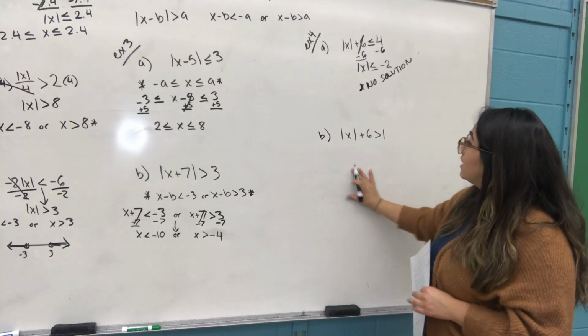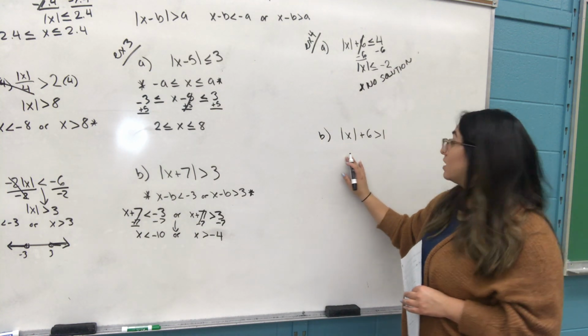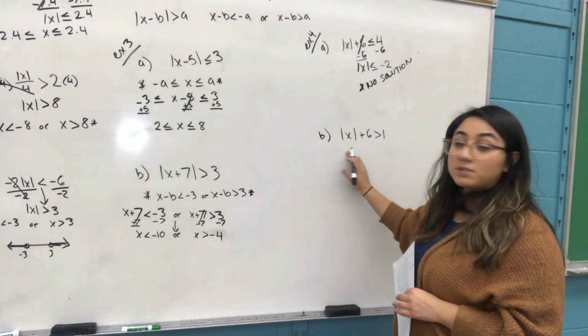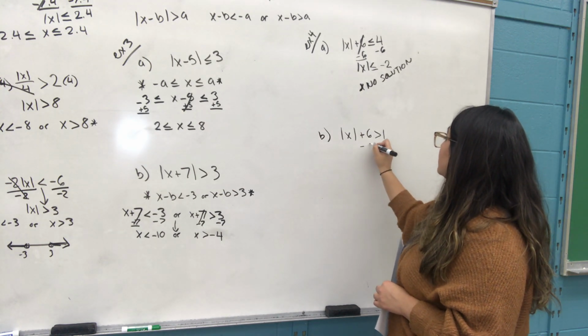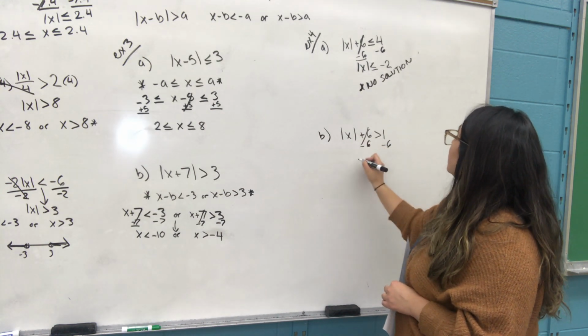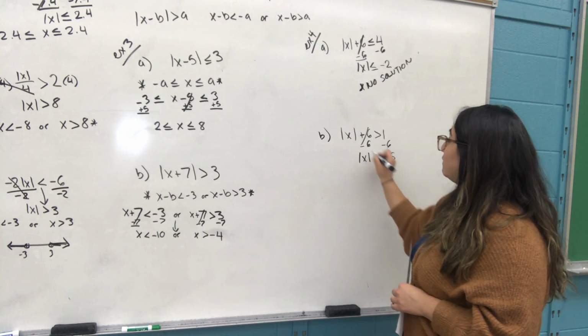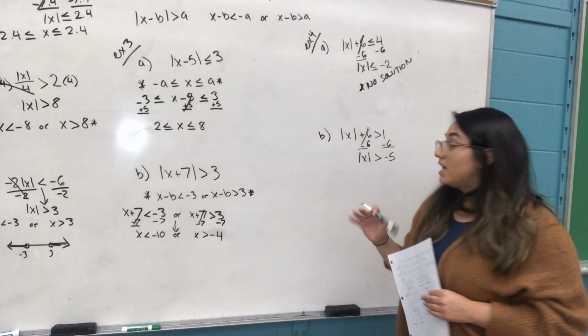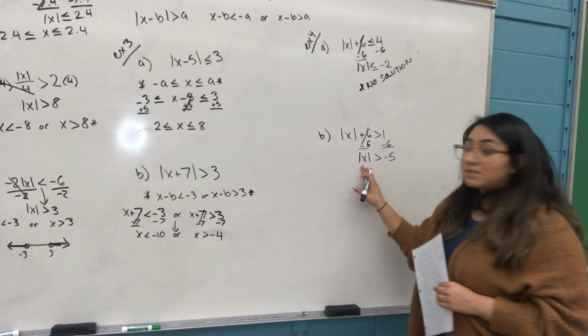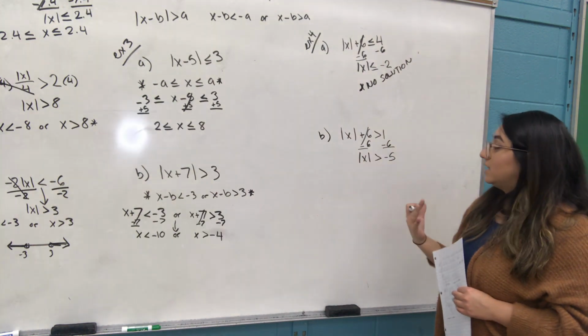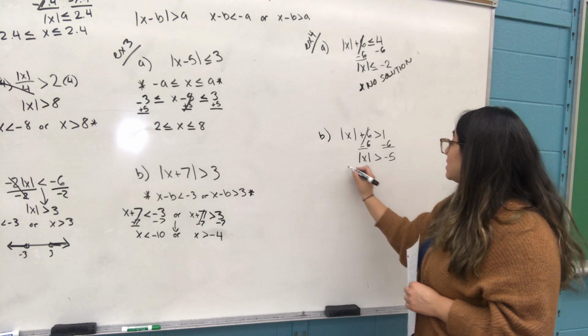So now let's go ahead and move on to the next one. The absolute value of x plus 6 is greater than 1. Subtract 6 to both sides. We have the absolute value of x is greater than -5. We're only subtracting, so your signs don't change. And when you have this here, the absolute value of x is greater than -5, in this instance, it will work.